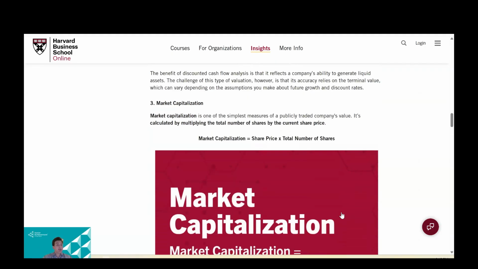So the third is market capitalization. Market capitalization, in my opinion, is the second easiest. So market cap is you're taking the share price. Let's say the share price is $10 and you're multiplying that by the total number of shares. Let's say there's 100 shares. So 10 times 100, boom, we got $1,000 of market cap, right?